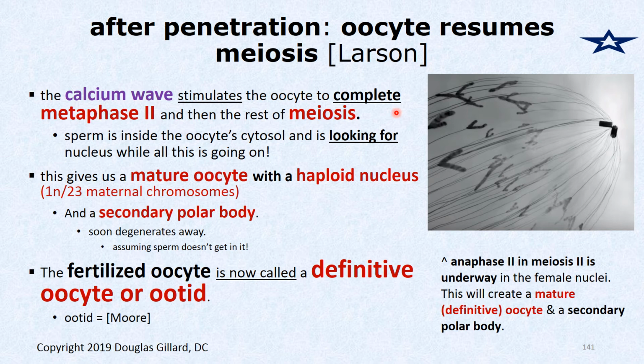What else happens after penetration? So we create a mature oocyte, right? It's going to be haploid still. It's going to have 23 chromosomes, but it's mature. There'll be a second polar body that was formed. It didn't kind of double like it does with mitosis.